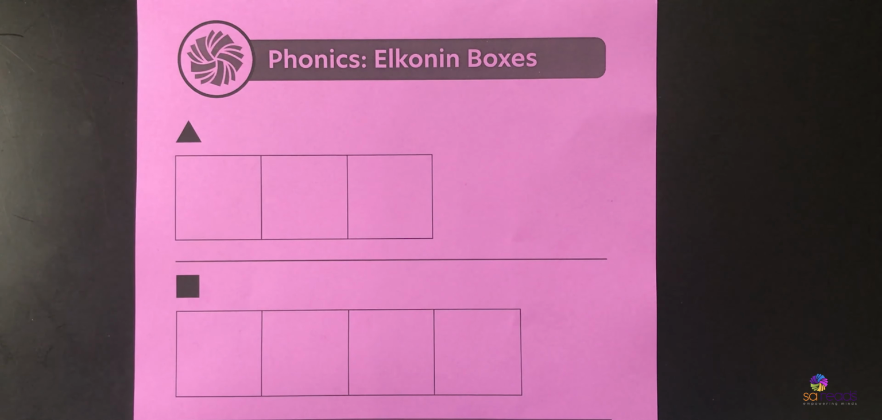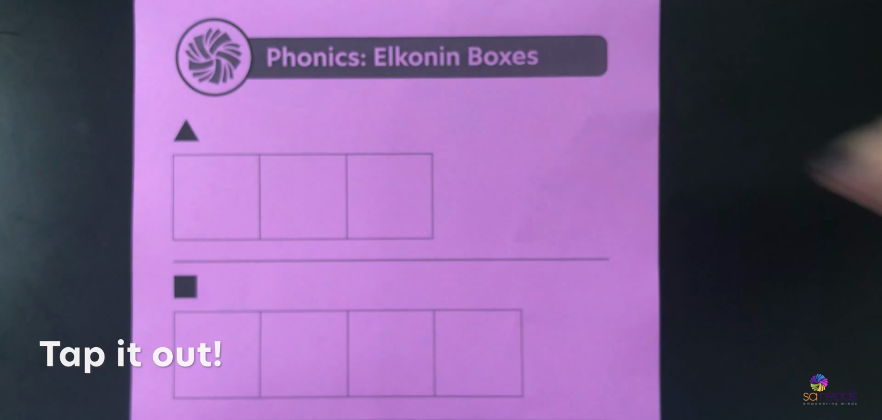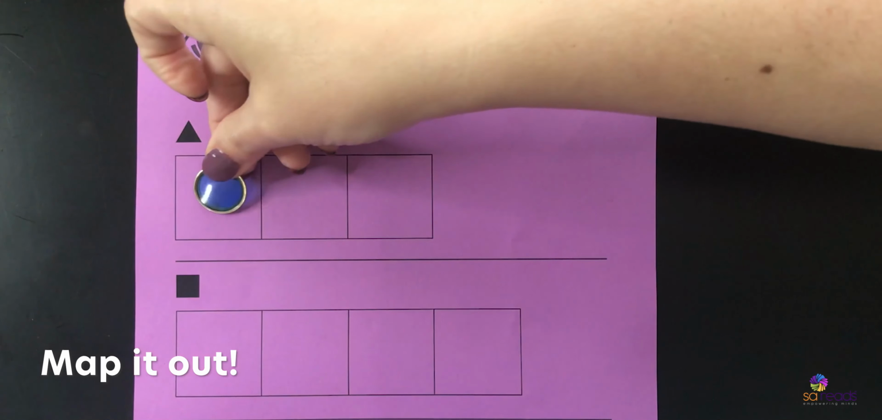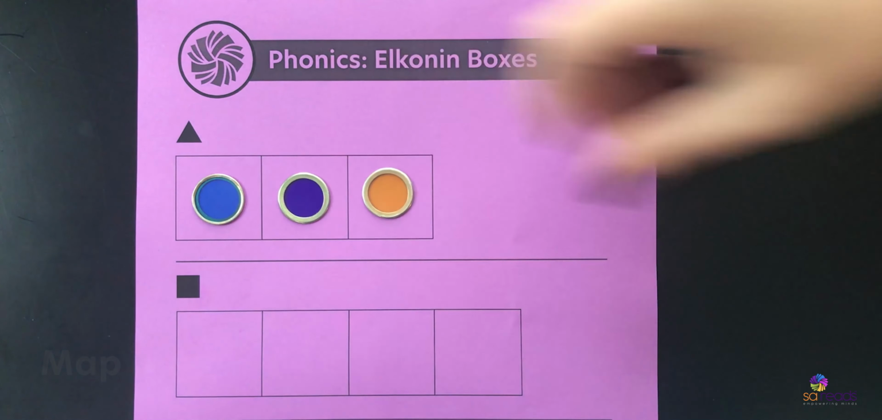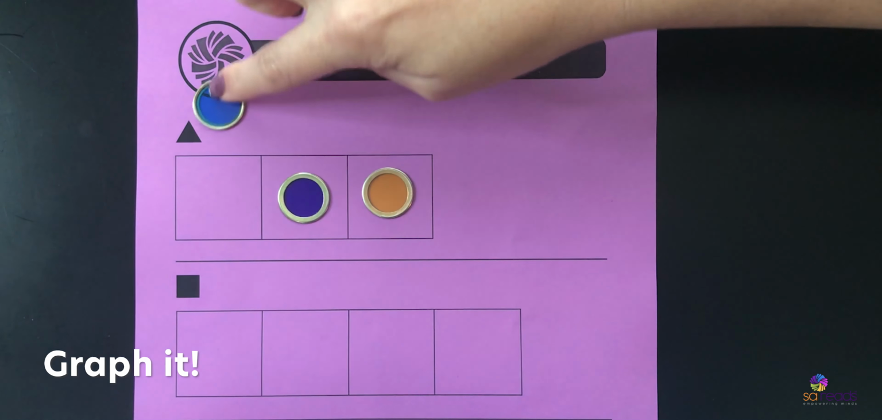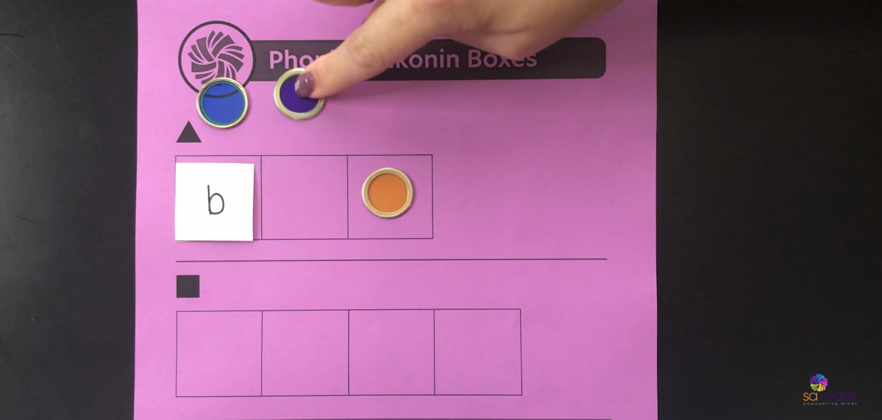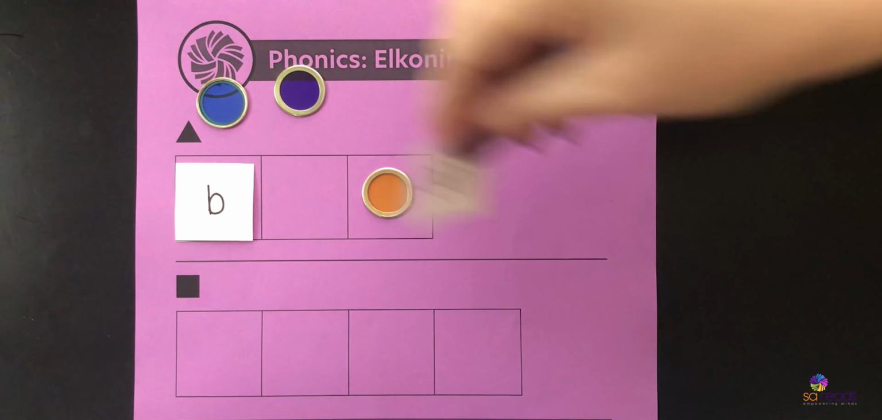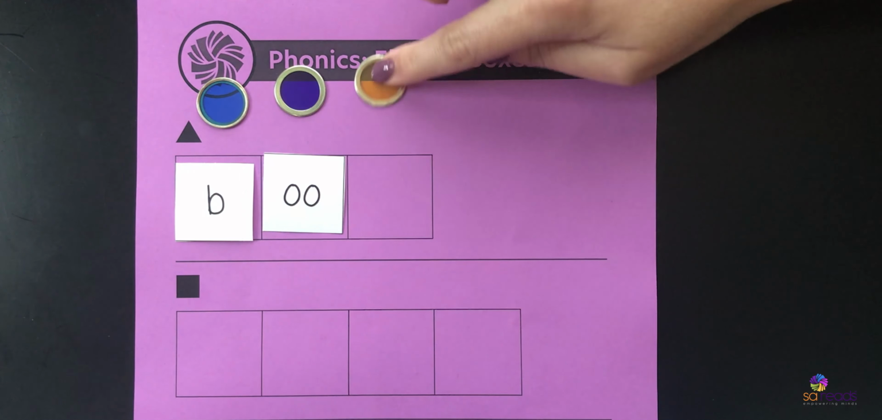Let's try the word book. We'll start by tapping it out, b, k. It has 3 phonemes, b, k. Now we're ready to graph it. We'll start with the initial phoneme, b, the medial phoneme, and the final phoneme, k.